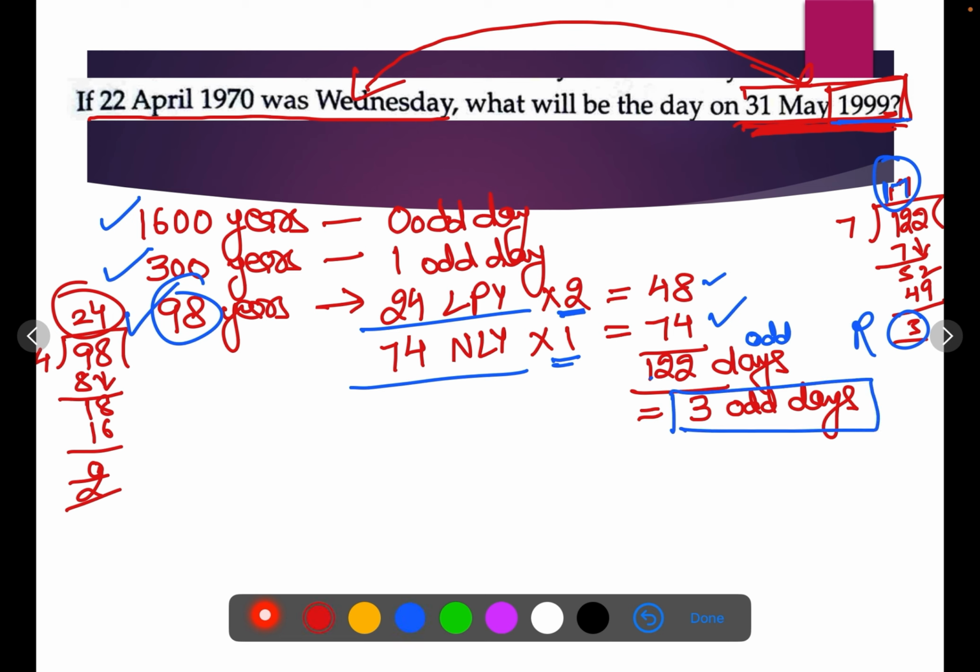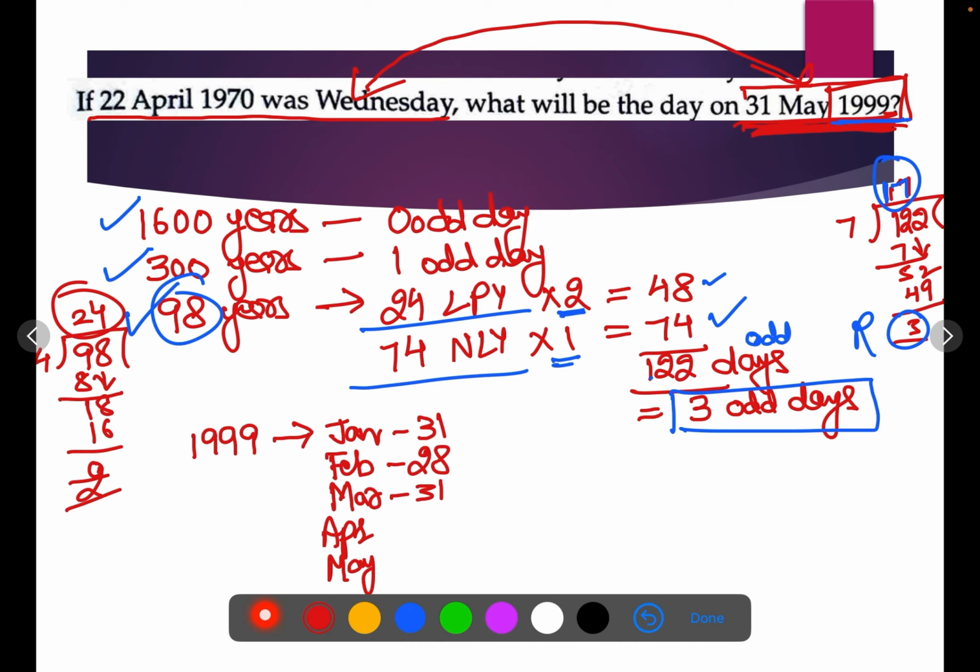Now reaching the year 1999. Here this year is to be calculated month wise. So January, February, March, April, May. January has 31 days. February, it is a non-leap year, so it has 28 days. March has 31, April 30, May 31.